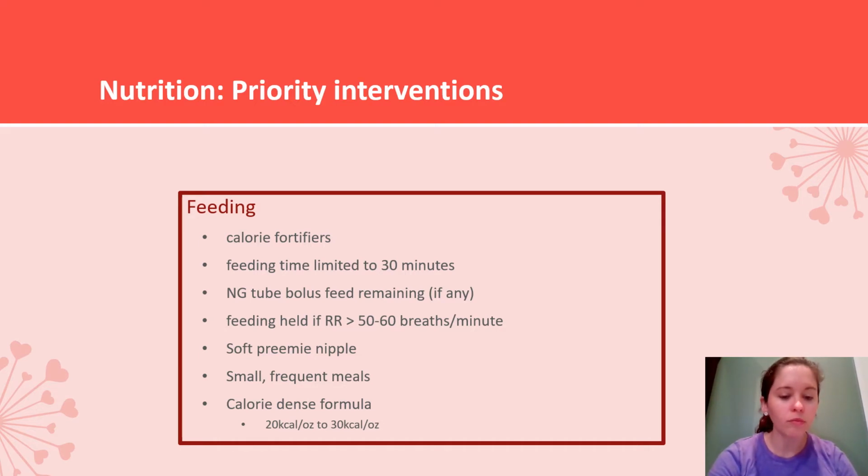We also would make sure that we would hold feedings for any baby that's breathing very quickly. So any respiratory rate above 50 to 60 breaths a minute, we would hold that feeding. And that's for safety, to help prevent risk for aspiration. Remember, if we're breathing really fast, we're not going to be able to drink safely and swallow safely without potentially aspirating. So those are all considerations to make sure we understand in terms of nursing interventions for these types of patients.